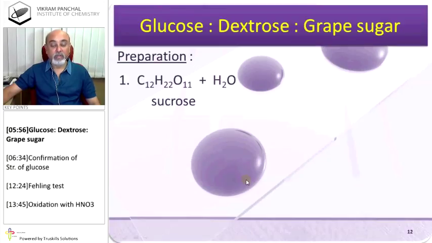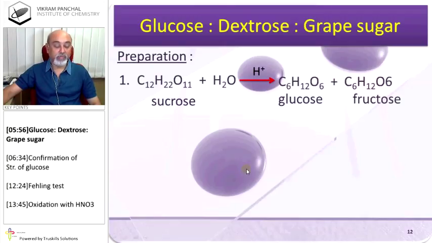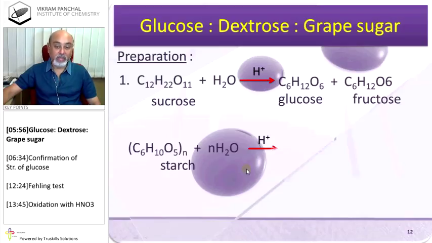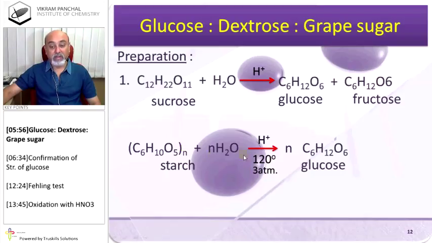Glucose. It is also known as dextrose or grape sugar. Preparation of glucose. Well, sucrose on hydrolysis in the presence of acid or enzyme gives glucose and fructose. Starch is a polymer of glucose, and therefore on hydrolysis of starch we get n number of glucose. This hydrolysis occurs at 120 degrees Celsius temperature and 3 atmospheric pressure.